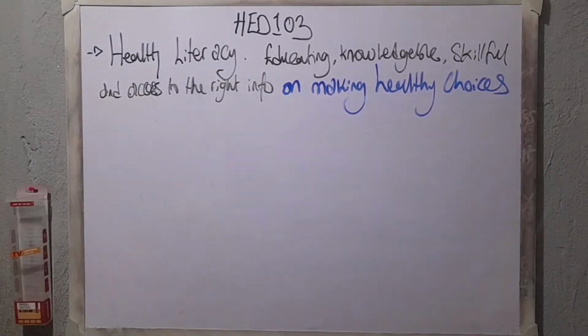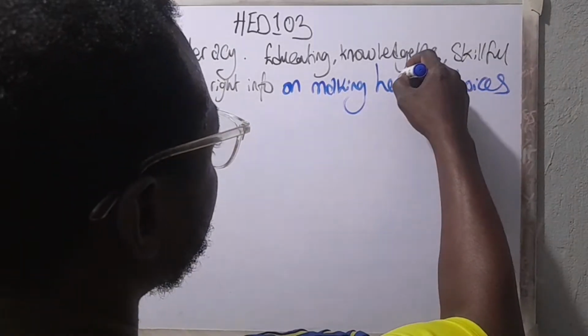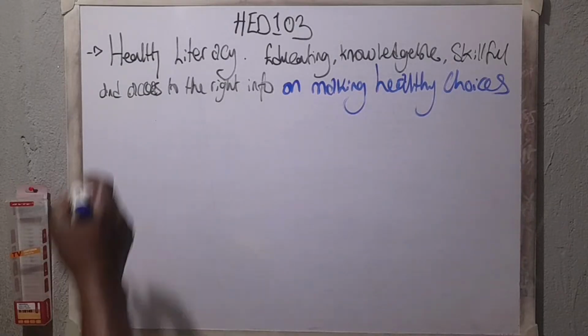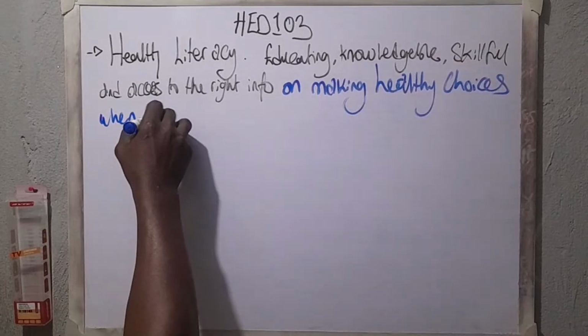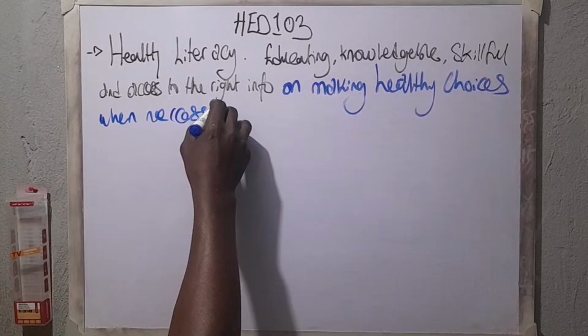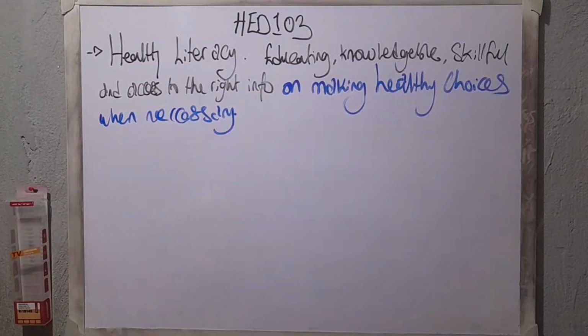That's why I refer to health as an ability. It doesn't just come. It's something you become knowledgeable about, something you execute, something you exercise. Choices when necessary.